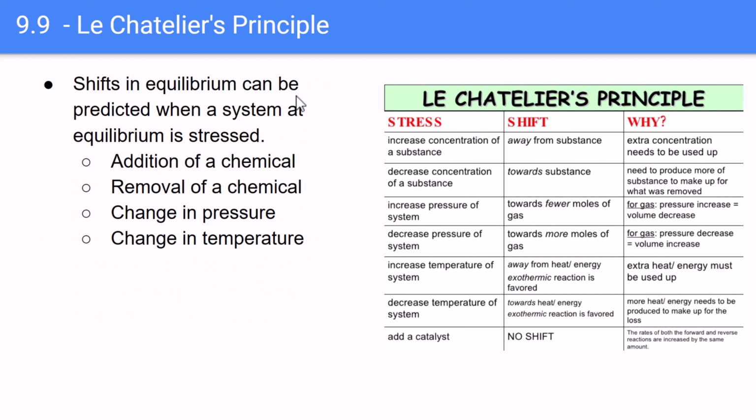Shifts in equilibrium can be predicted when a system at equilibrium is stressed. We can have one of a variety of different factors that plays a role in this. One of these is an addition of a chemical or the removal of a chemical. Another one would be a change in pressure or a change in temperature. So we're going to look at each individual one of these to get a better understanding of how these particular changes cause shifts in equilibrium, okay?